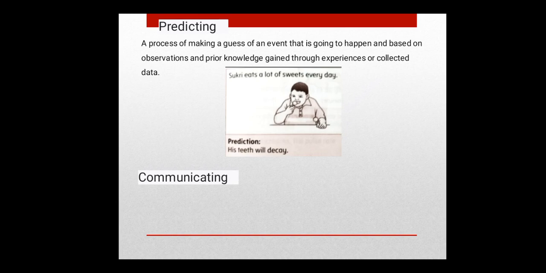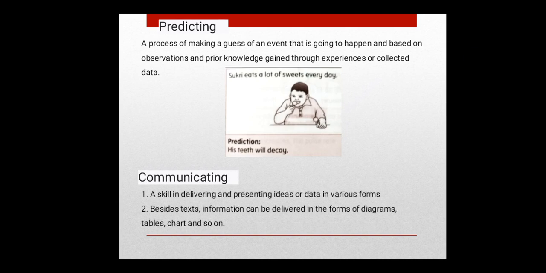Okay, communicating. The next skill is communicating. Simple. You have used this skill from standard 1. It is a skill of delivering and presenting ideas or data in various forms. We can give or share ideas or data by talking, by writing, by drawing, by giving a table, giving information in charts, in graphs, and so on.